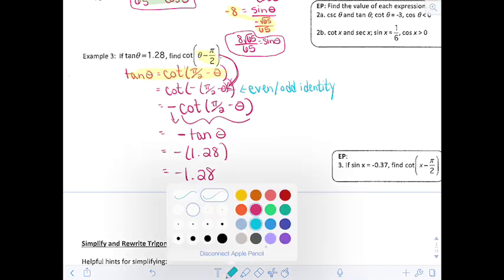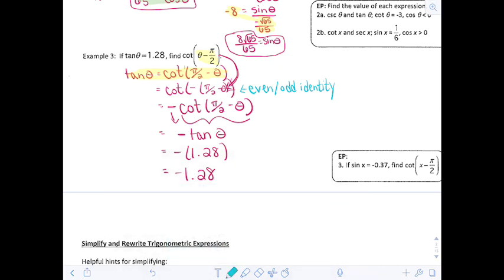And what I used here, right here, was the use of my cofunction identity. And a lot of times these two are used in conjunction with each other.